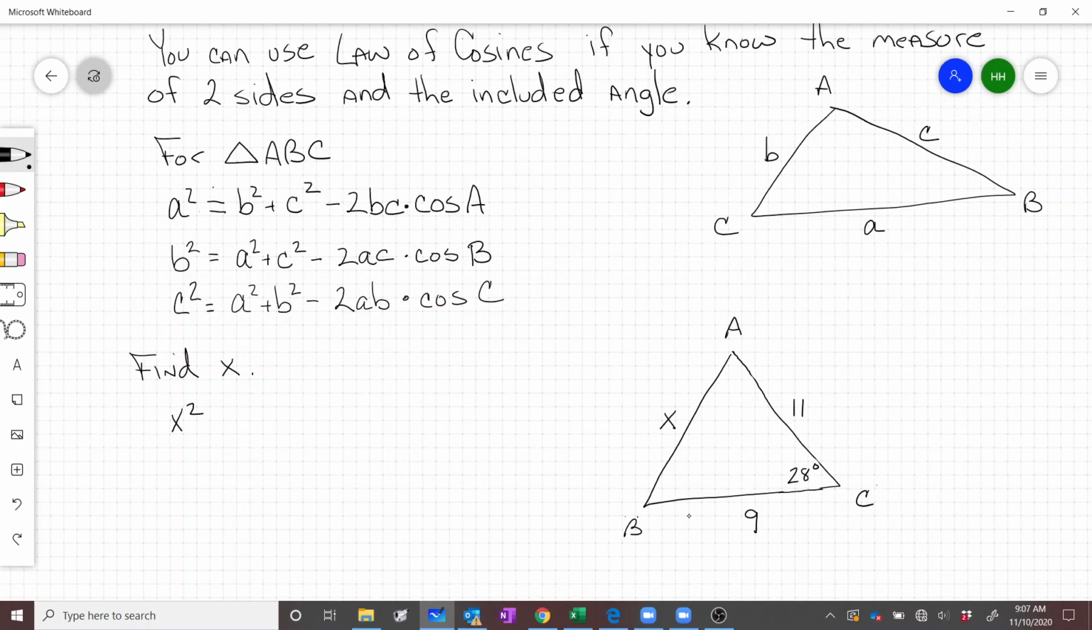So our x squared is equal to, it's the other two sides now, okay? In this formula, your a squared equals b squared plus c squared. If you're trying to find a squared, it's equal to the other two sides squared. So we're trying to find x. So we're going to say that x squared is equal to 11 squared plus 9 squared minus 2 times 11 times 9 times cosine of the angle opposite the side you're trying to find. Correct. C, which is 28. Good. So cosine 28.